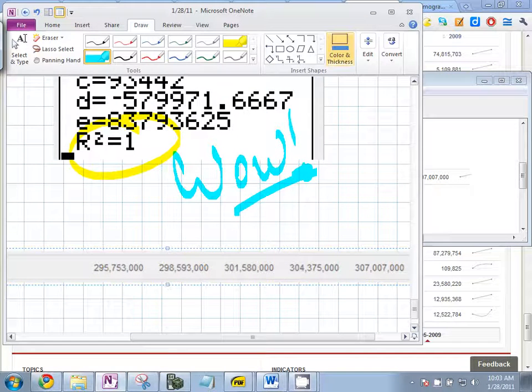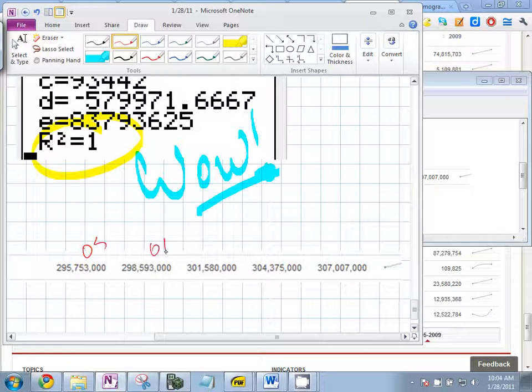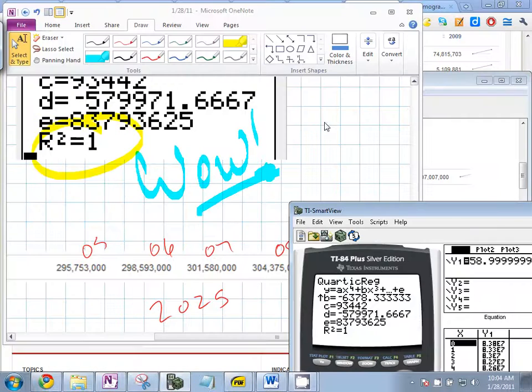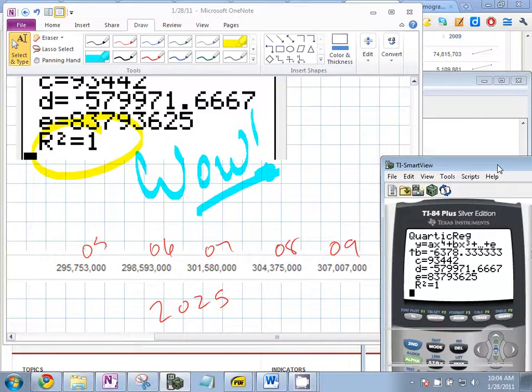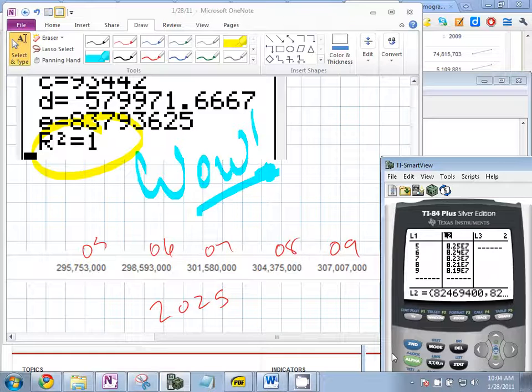Okay, here we go. So it's 05, 06, 07, 08, 09. Let's go to 2025. So what do you have to do first if you're going to do this? Clear your lists. Please do that. So I clear my list. Let's go up, stat, edit, clear down. Oh, I didn't have to clear that. 5, 6, 7, 8, 9.